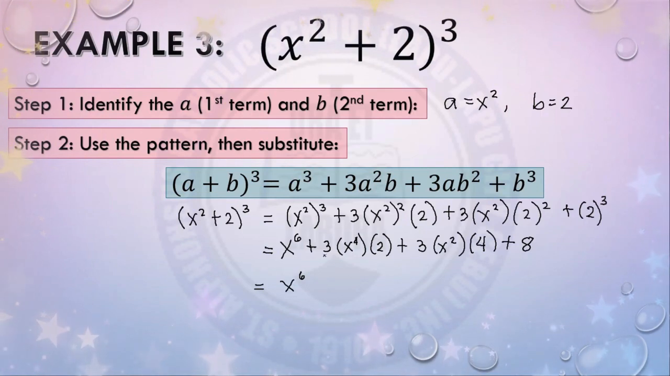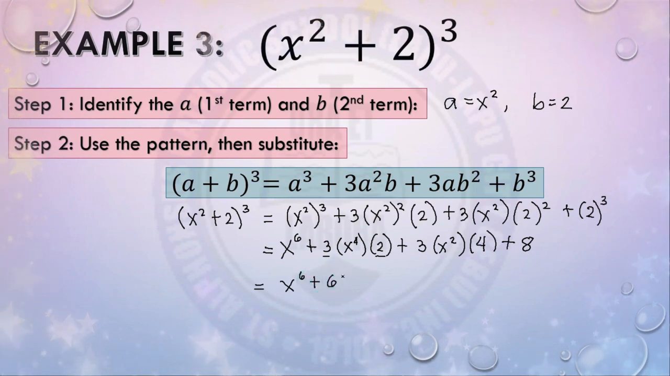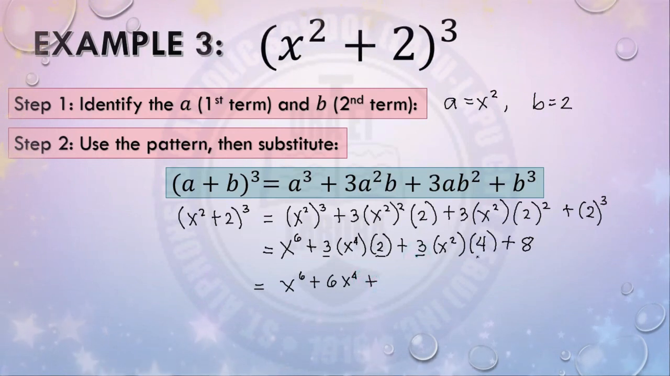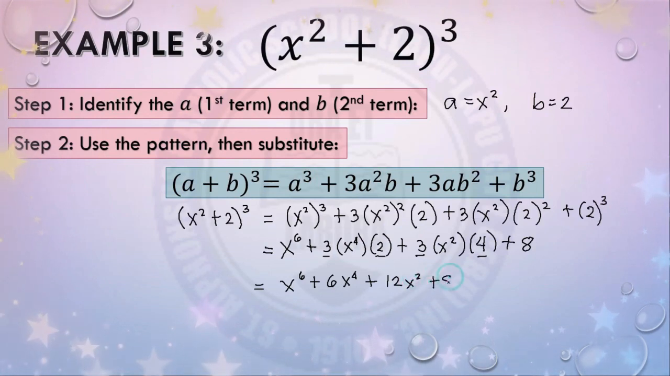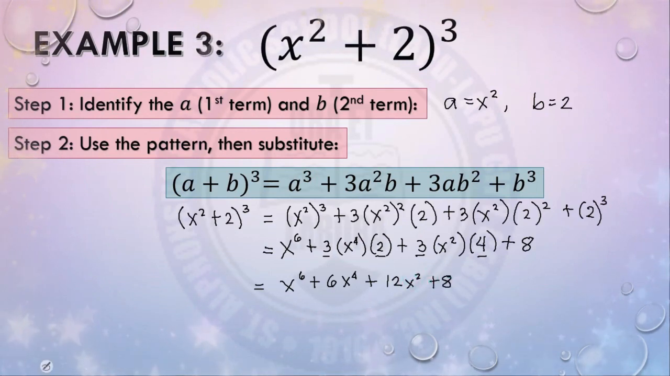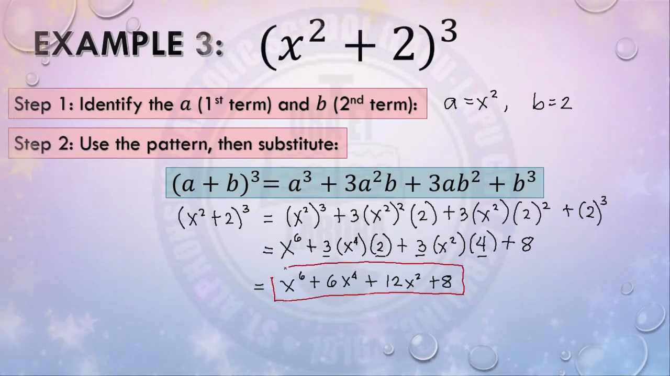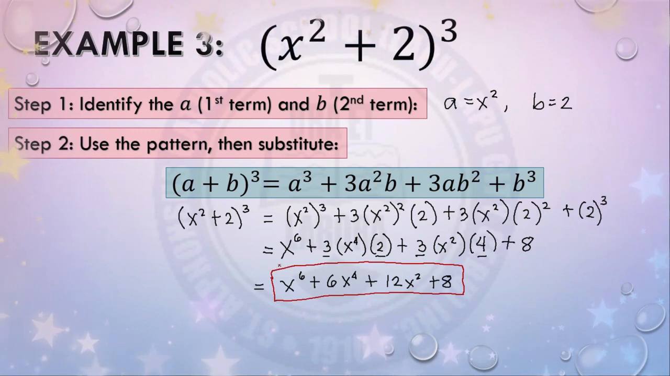Now this time we will finalize our answer. We will multiply the numerical coefficients 3 and 2. The answer is 6x to the 4th plus 3 times 4, that is 12x squared, and copy the last term. Oh, we are done answering. We already have now the final answer for example number 3, and our final answer is x to the 6th plus 6x to the 4th plus 12x squared plus 8.